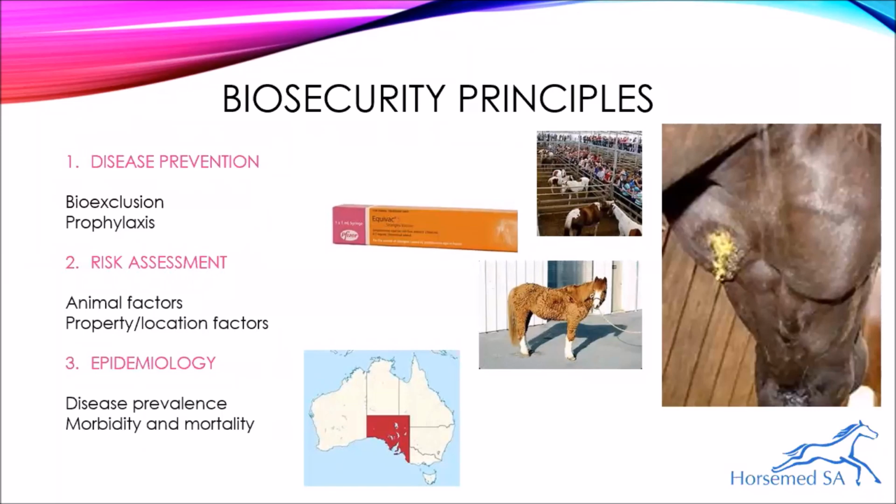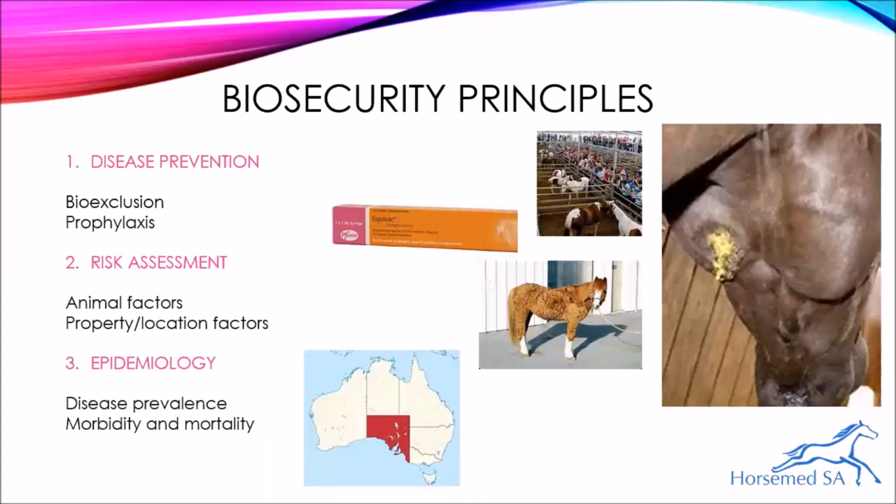Then the last thing we want to think about for individual diseases is this term, point three, epidemiology. So epidemiology essentially is the science of the behavior of diseases. So we want to think about disease prevalence. So does the disease exist in the area that we're in, or is it exotic? Is it only overseas? And then we want to think about these two words, morbidity and mortality. So morbidity means how many horses are affected and how severely they're affected. And mortality means how many horses die of the disease.